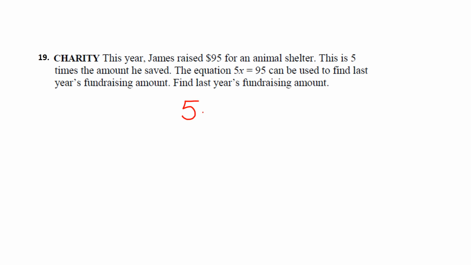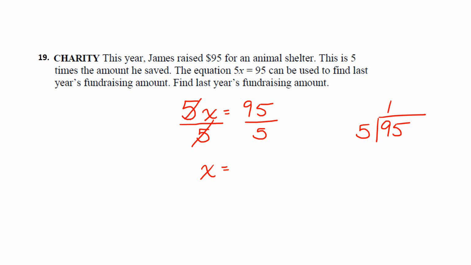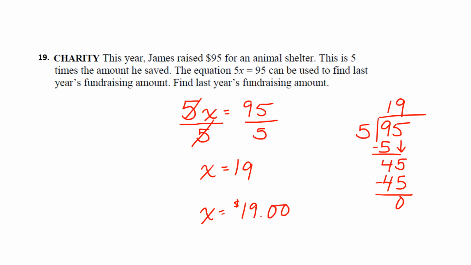So we're given 5x equals 95. This is 5 times x, so we do the inverse operation, which is division on both sides. Divide by 5 cancels each other out. X equals 95 divided by 5. I'm just doing the work to show you. Okay, so the answer is 19. So last year was X equals 19, that should be $19. So that's a big improvement.